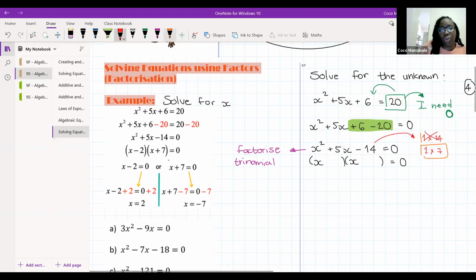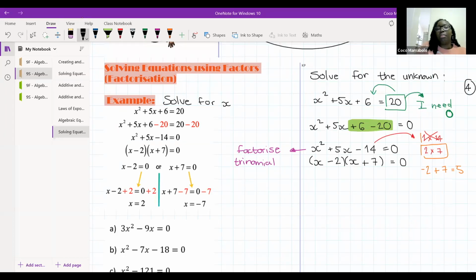We can use 2 times 7, but I need to add or subtract them so that they give me plus 5. How can I rewrite them? Ma'am, it's going to be negative 2 and positive 7. Excellent. Negative 2 plus 7 will indeed give us positive 5. So that's exactly how we're going to put them into our brackets. I'm going to go x minus 2 and x plus 7.